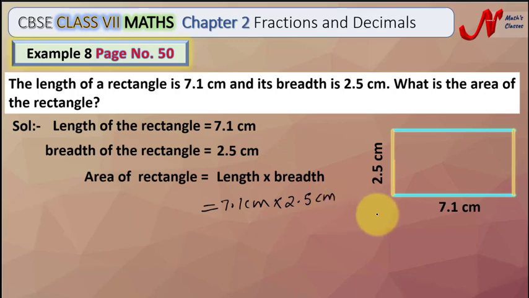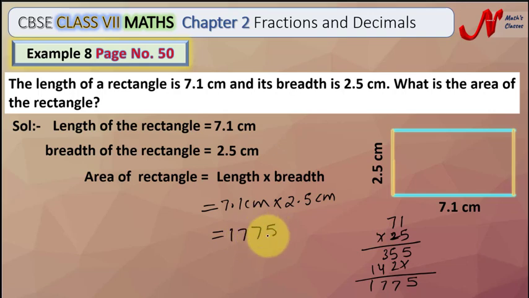To find this product, first we multiply 71 with 25. So 5 ones are 5, 5 sevens are 35, 2 ones are 2, 2 sevens are 14. By adding we get 1, 7, 7, 5. So we get the product 1775. By multiplying centimeter into centimeter we get centimeter square.